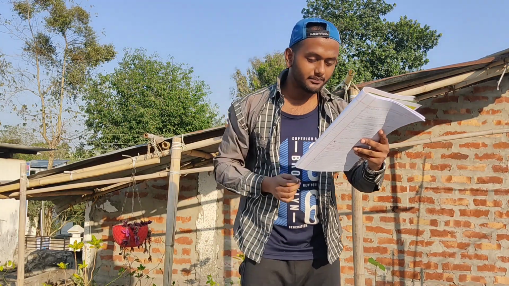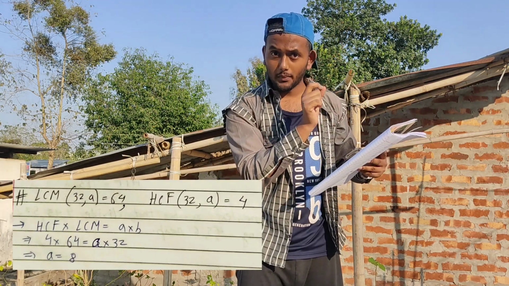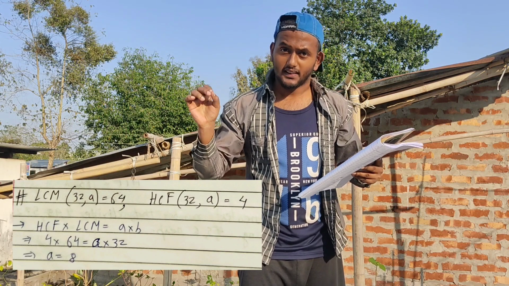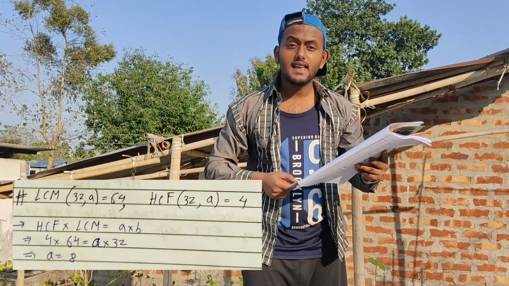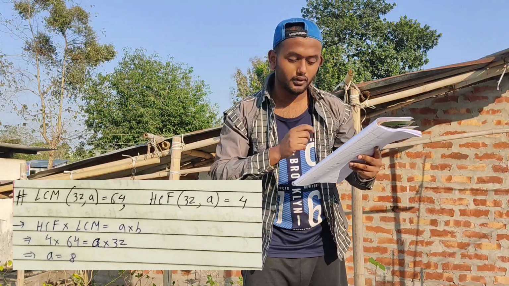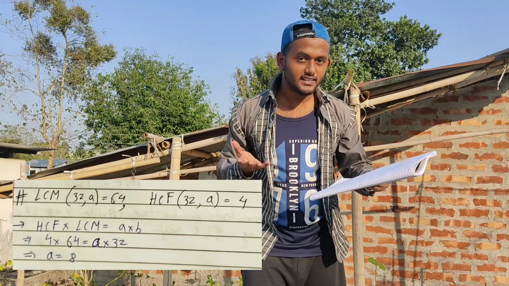Similarly, there is another question. LCM of 32 and A. 32 is one positive number and let A be another positive number. They have said that LCM of 32 and A is 64 and HCF of 32 and A is 4. So find A. Simply using this formula you can easily find this one.